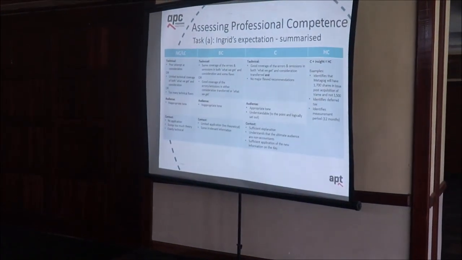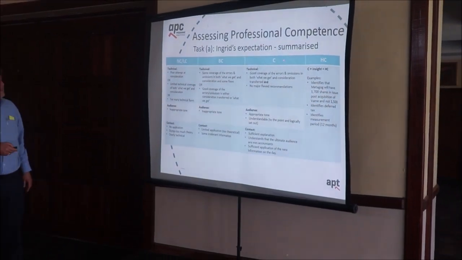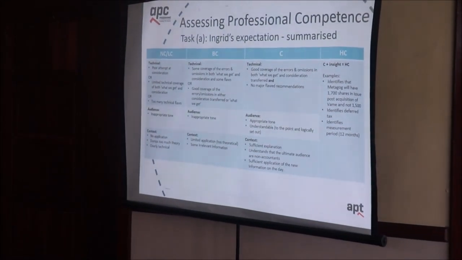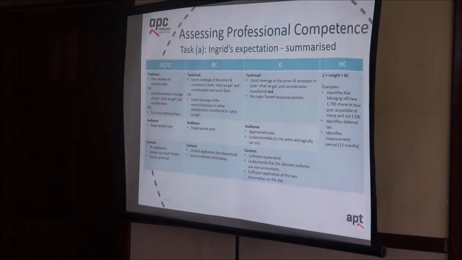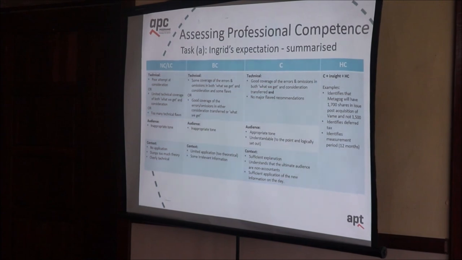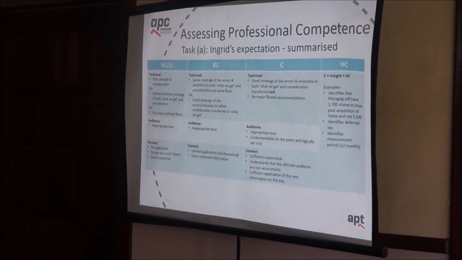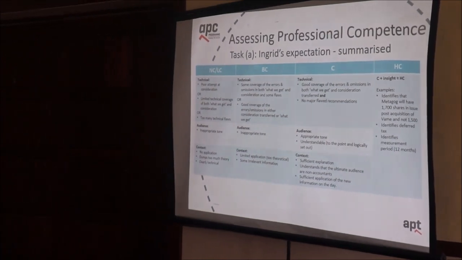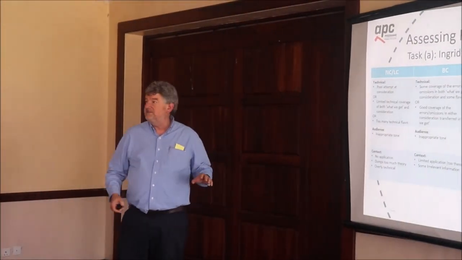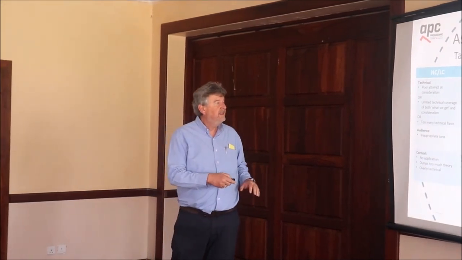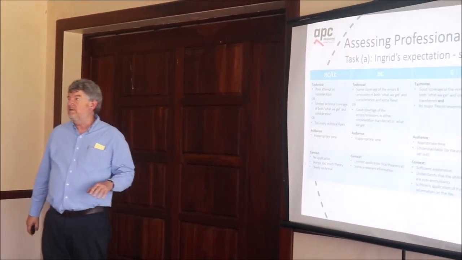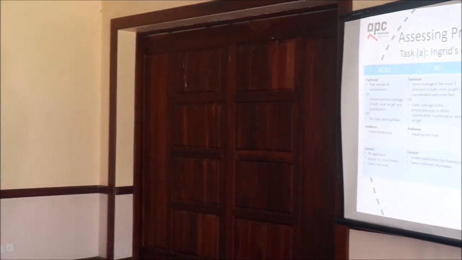And then the other one, so this is still in terms of coverage and depth. What's important in these expectation tables is that notice here we don't say perfect coverage. This is SAICA's expectation table: a good coverage of the errors and omissions, and both what we get and the consideration transferred. That will make sense when you look at the information on the day, because that's how they laid out the information. You've got two aspects to it, and you've got to pick up on both, like all of these things. And then we say no major flawed recommendations, so you don't want to do anything crazy, because if you do, you put your whole situation in jeopardy.